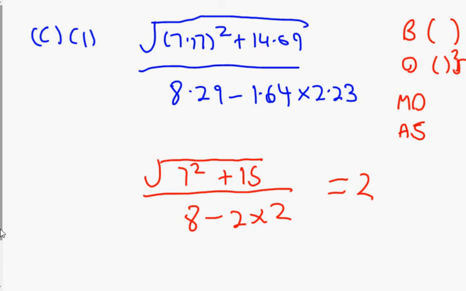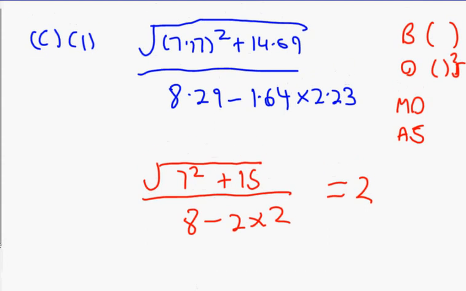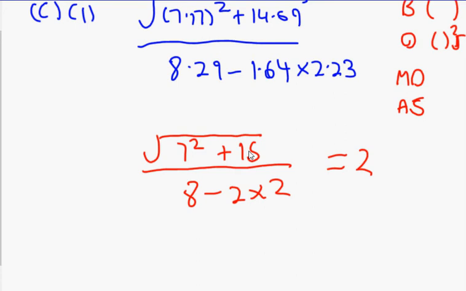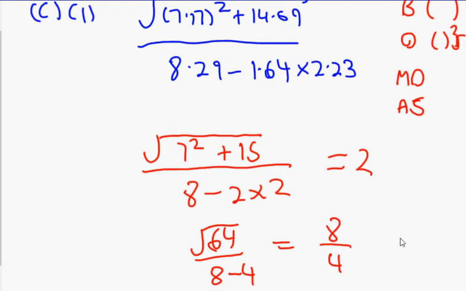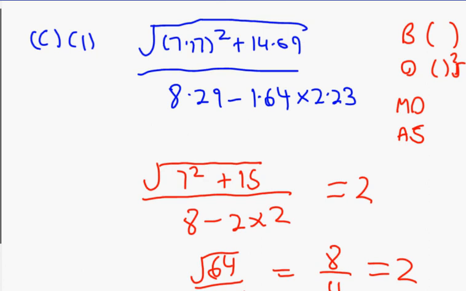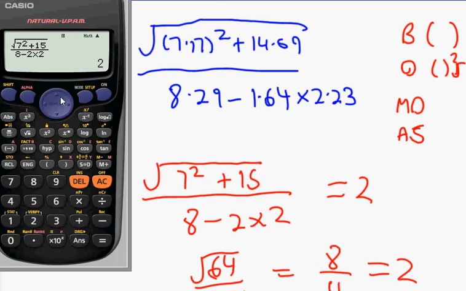Okay. Now, as for this, if you do it manually, it's going to be 49 plus 15 gives you root 64. On the bottom, we're going to have 8 minus 4. Then we're going to get 8 divided by 4, and that equals 2. Same thing. Okay.